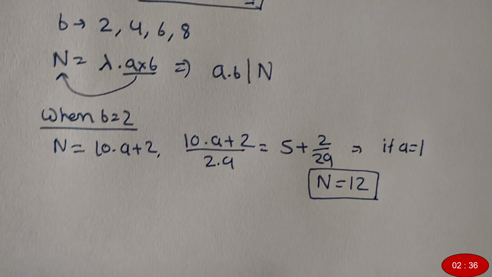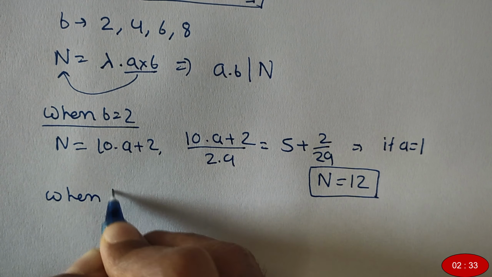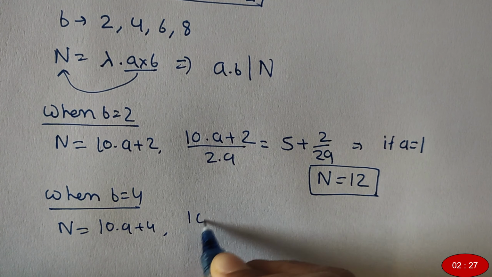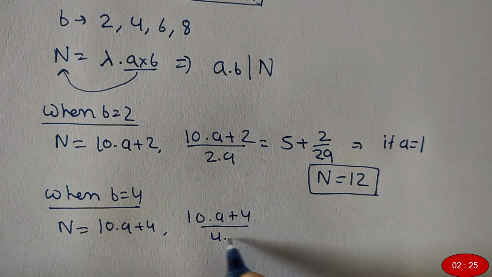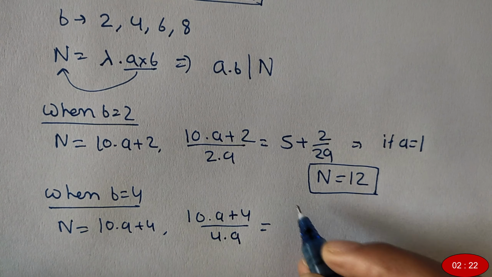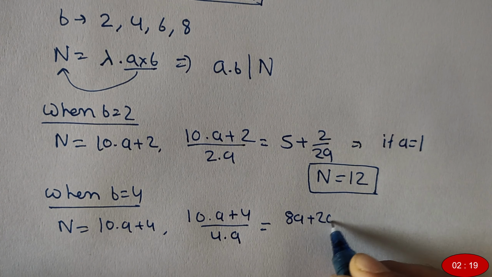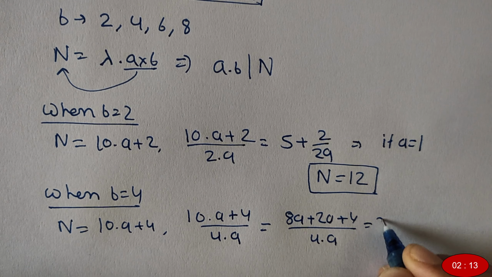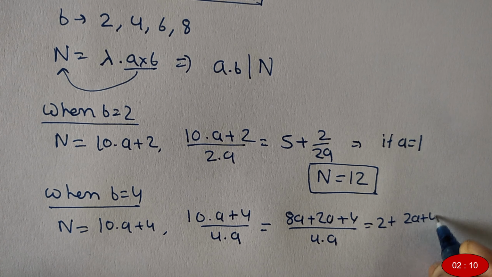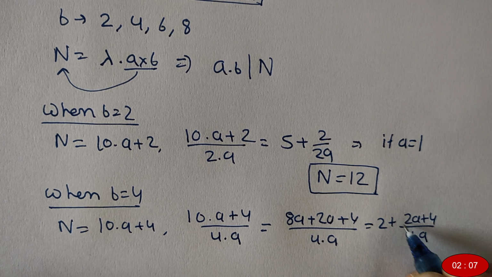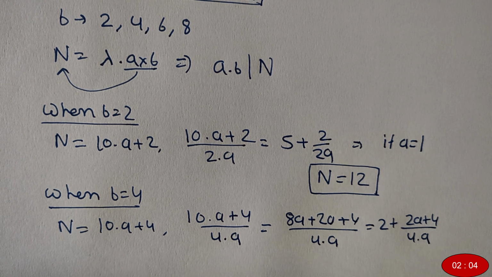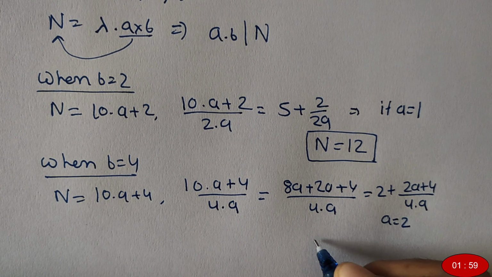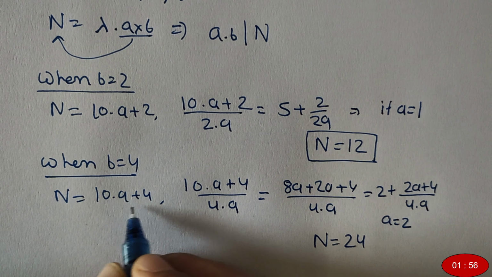Second case, when B equals 4, then n becomes 10A plus 4, which must be divisible by 4 times A, the multiple of the digits. 10A can be written as 8A plus 2A. What is left? Plus 4, divided by 4A. 8A divided by 4A is 2, plus what is left: 2A plus 4 divided by 4A. 2A plus 4 will be divisible by 4A if A equals 2. And when A equals 2, then n becomes 24, 10 times 2 plus 4.